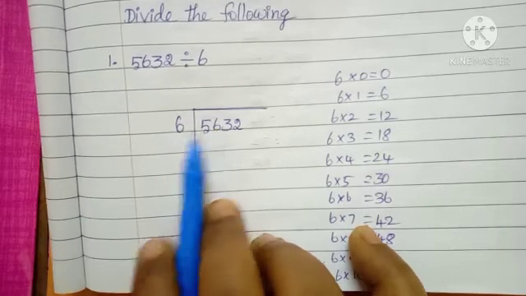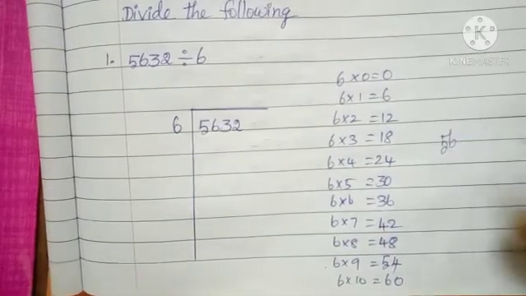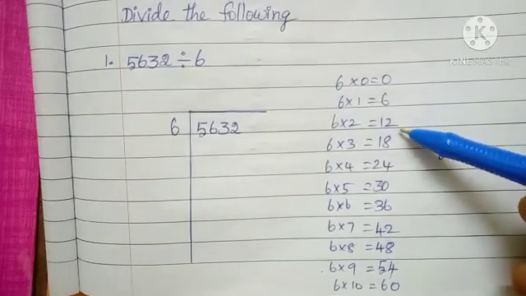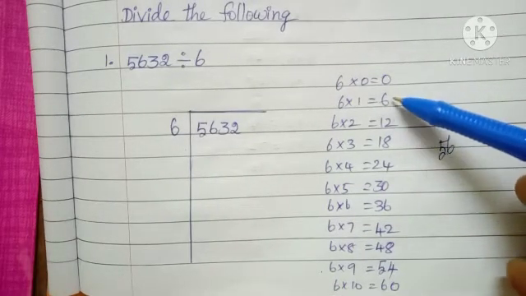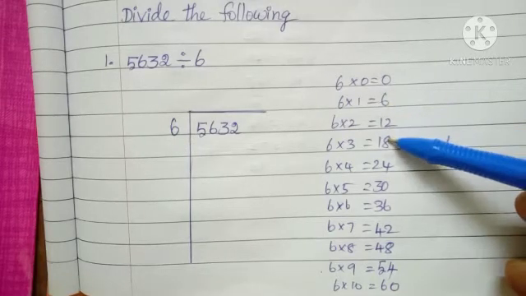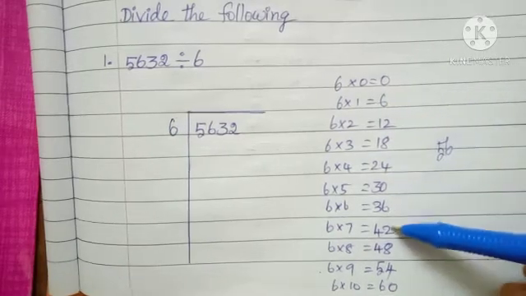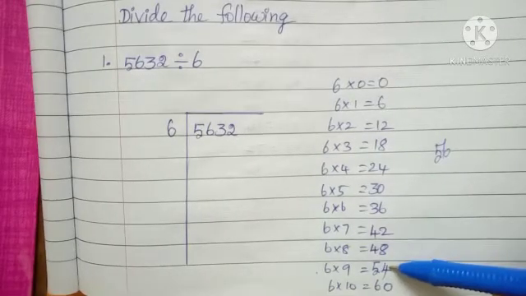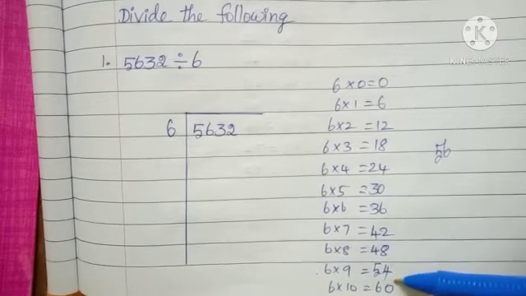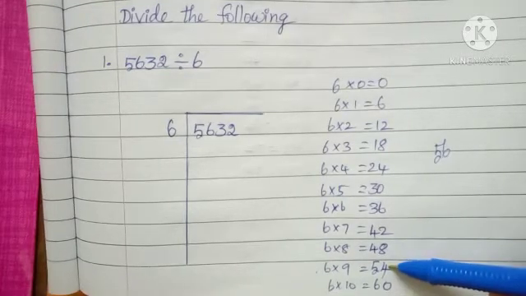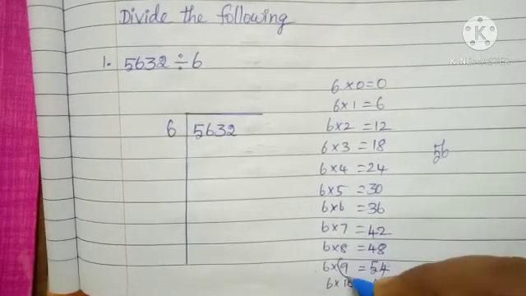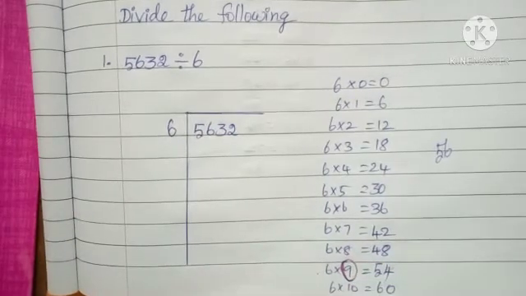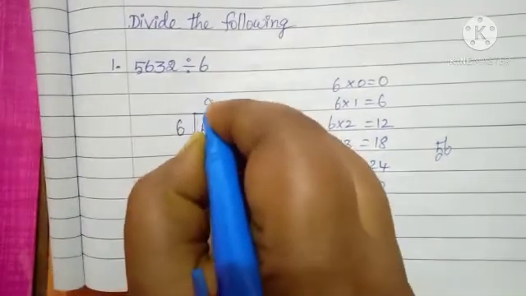So 5 is smaller, so take both numbers, 56. So 56 is coming in the 6 table. Check whether 6 multiplies: 6, 12, 18, 24, 30, 36, 42, 48, 54, 60. So 56 is in between 54 and 60. So you write the one before, 54. So how many times is 54 coming in the 6 table? 9 times. So write the number 9.